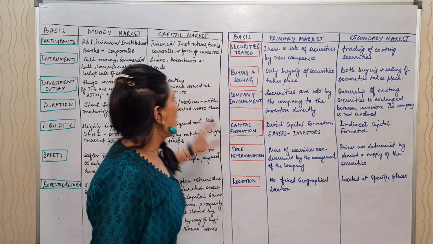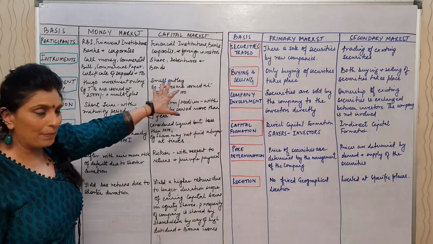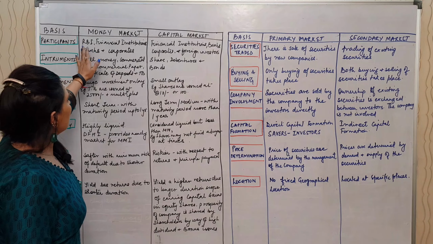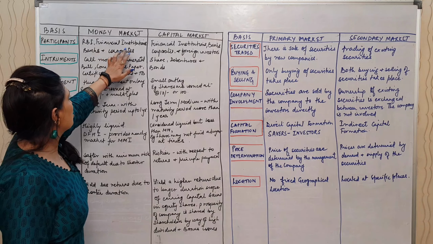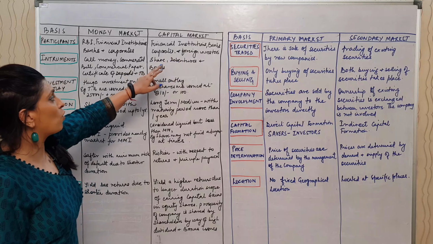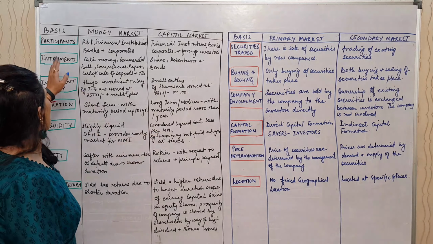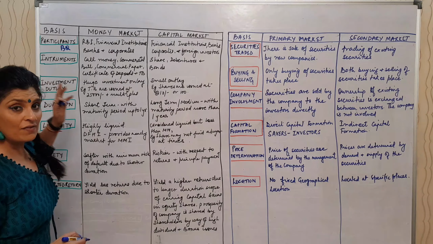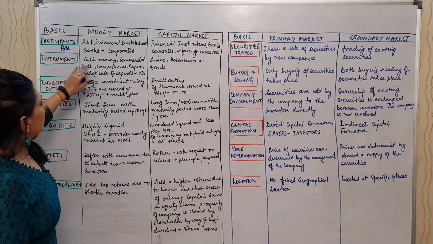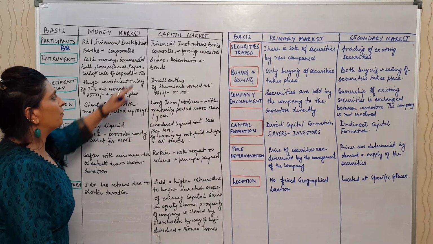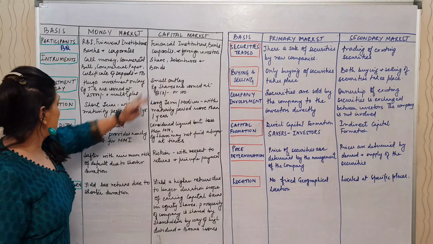So let's come down to the first difference between money market and capital market. First, on the basis of the participants. Money market participants are RBI, financial institutions, banks, corporates, whereas capital market participants are financial institutions, banks, corporates and foreign investors. You get a board question on this usually. This is a 1 mark question. Instrument: here call money, commercial bill, commercial paper, certificate of deposit and treasury bill. Here we deal with shares, debentures and bonds.